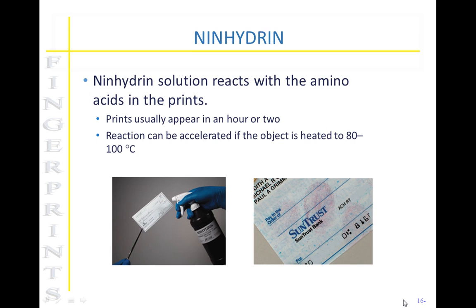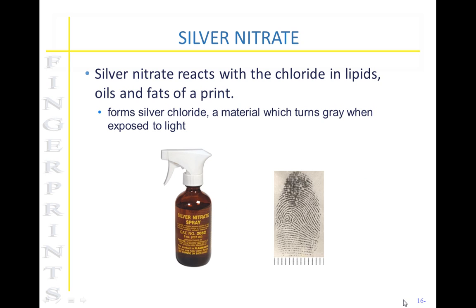Ninhydrin is used primarily in a lot of laboratories. This is a solution that's going to react with the amino acids in the prints, and they will be developed in approximately an hour or two. This can be accelerated if the actual object is heated. In some instances, it might be preferred to use silver nitrate, and this is going to react with the chloride in the lipids and oils and fats of a print. So the silver chloride will then turn the prints to a gray color when exposed to light.